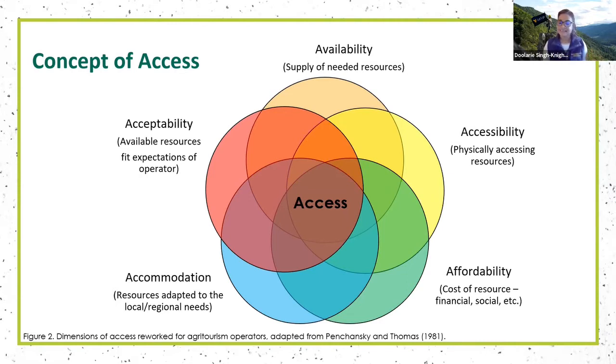So ideally, access means that all the 5 components seen here are in play. That is, that resources are readily available, they're acceptable, or they meet the operator's expectations, they accommodate or are adapted to local needs, they're affordable, and they can be physically accessed. And so while having all of those elements is not often the case as far as resources go, we can safely say that the more dimensions that are met, the greater the likelihood of access. So again, we're asking, what is the accessibility of resources needed by agritourism operators in order to be successful?